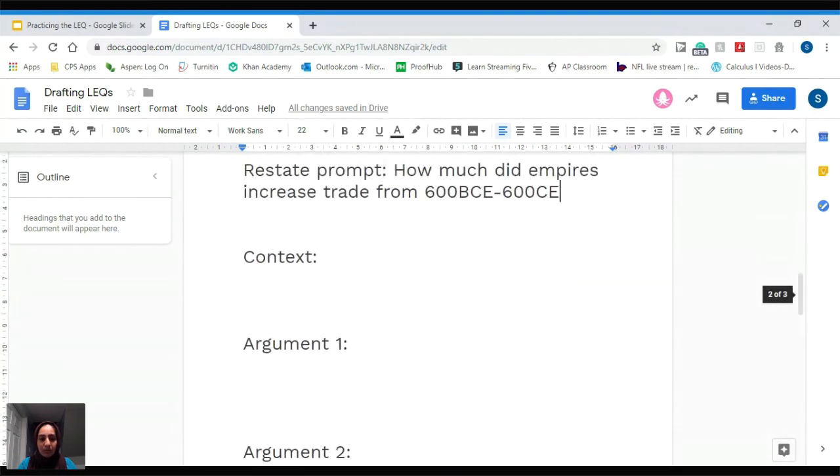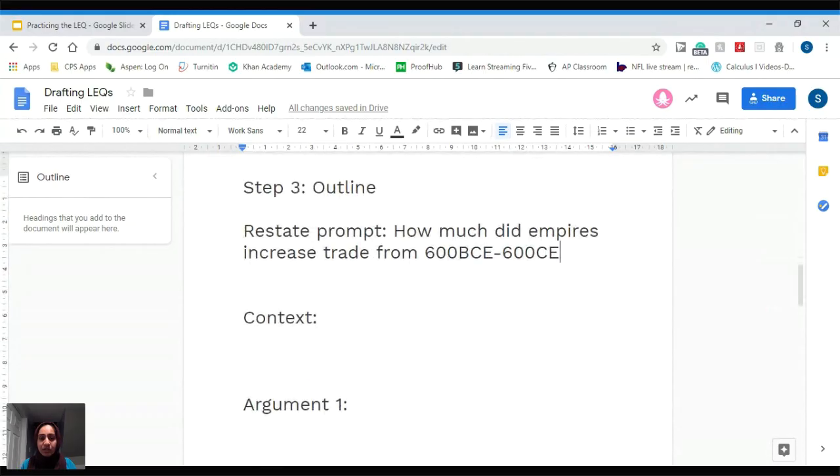Now we restated our prompt, so now we know what this prompt is asking us to do. It's going to make it easier to outline all of this. So now we have context. Again, context can be a broader historical development or event that happened before, during, or after. You can pick any event as long as it's related to this prompt. So can you guys think of anything that I could talk about in my context that I could embed into the rest of my essay smoothly?